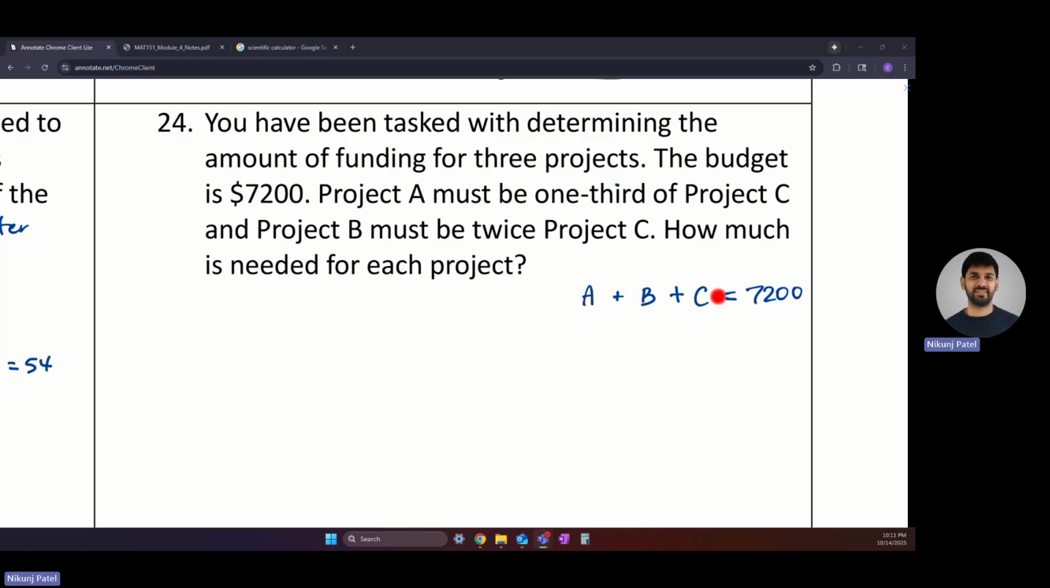But they're not all equally budgeted. The first sentence says that A must be 1/3 of project C. So I'm going to say A is 1/3 of C. So that's the first part of that sentence. And then it also says, and project B must be twice of project C. So project B is twice of C.